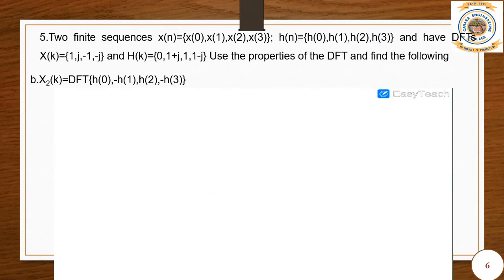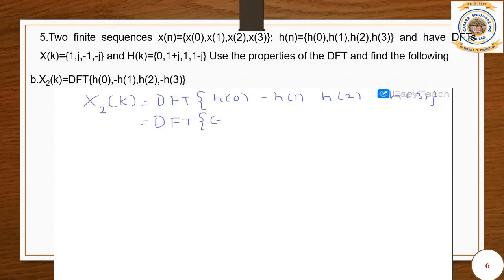The second problem asks us to find out x2 of k, that is equal to DFT of h of 0, minus h of 1, h of 2, minus h of 3. I can rewrite this as DFT of minus 1 to the power n, h of 0, h of 1, h of 2, h of 3.